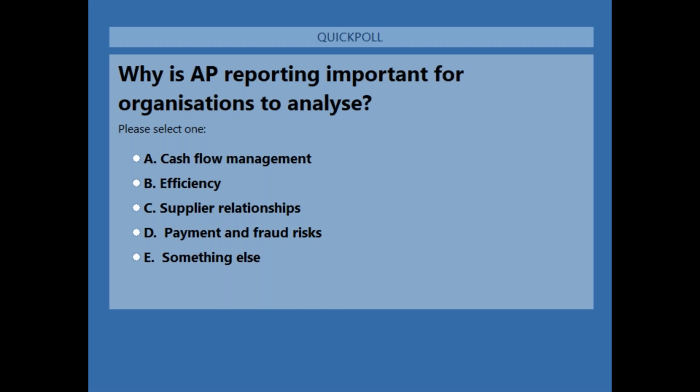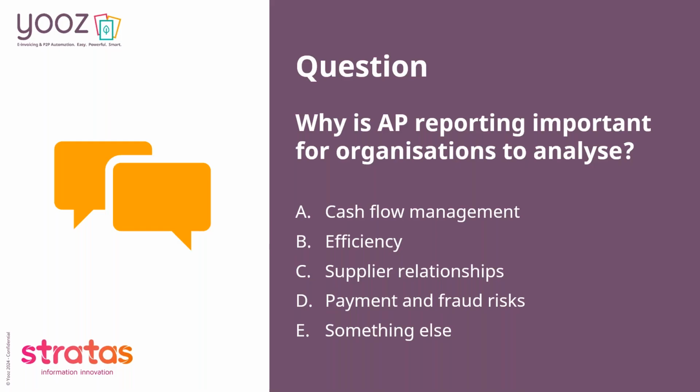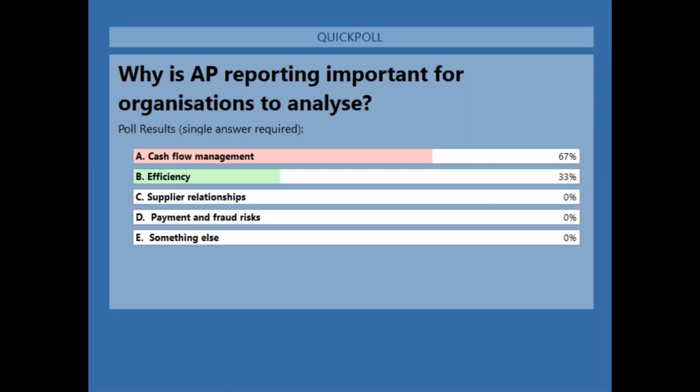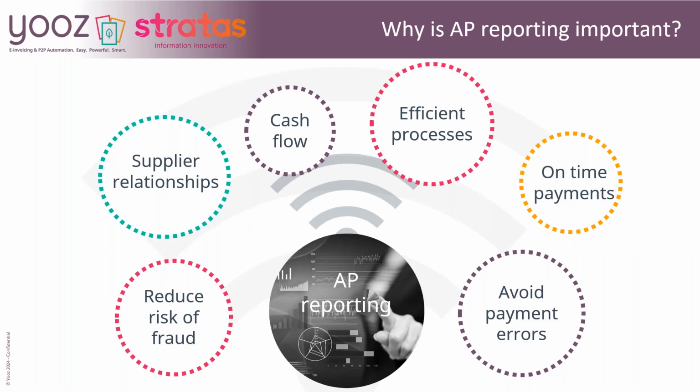I'd have to agree. And I see now that the large majority of today's audience has responded to our poll question. So let's close it out and take a look at our results. It's quite interesting to see that we have a large number one response, which was A, cash flow management. And in second place at 33%, efficiency. So this goes hand in hand with what you're saying about having that data to be more efficient. Let's now move into our next section, where we're going to talk about why AP reporting is becoming so important.